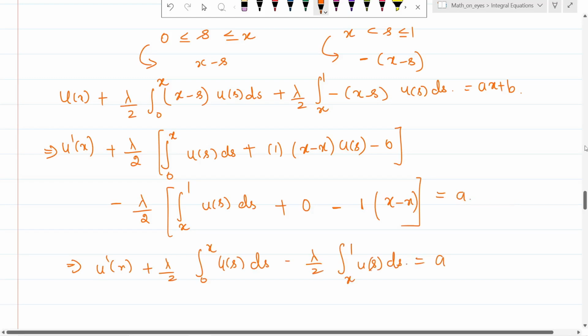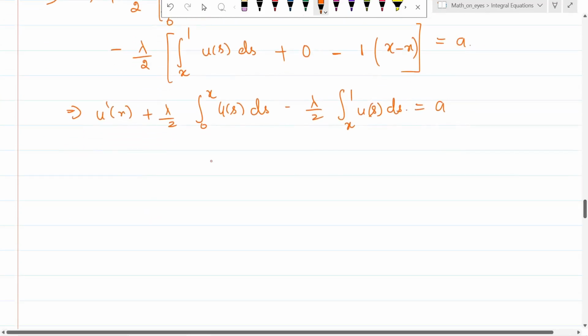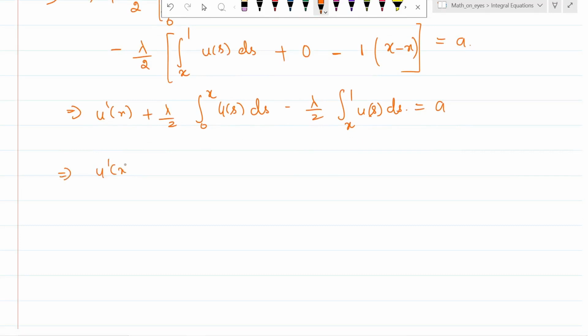Here on the right side, we have the differentiation of ax plus b. Now we are going to combine these two. It is u dash of x plus lambda by 2 outside. So you have integral 0 to x u of s ds minus integral x to 1 u of s ds is equal to a. Now look at the option.